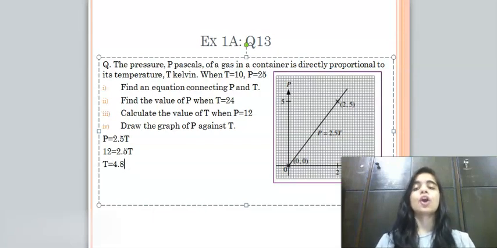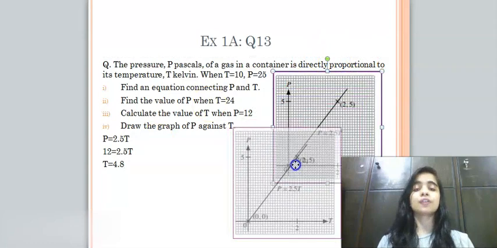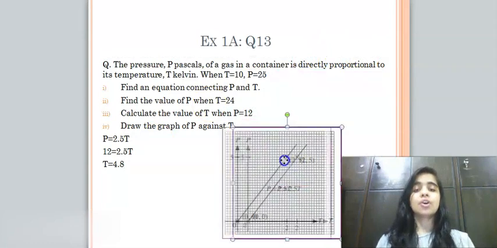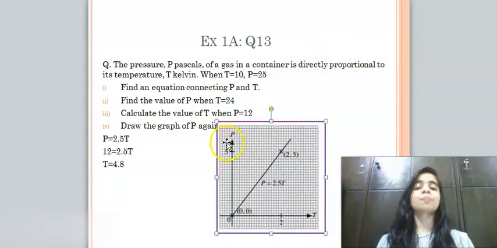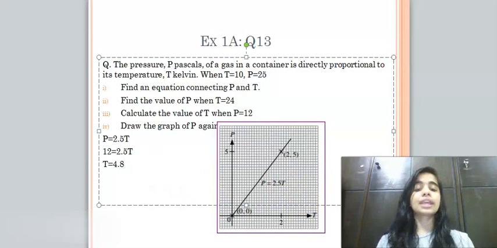Kelvin. Okay. Now the last part says, draw the graph of P against T. Now let me show you the graph. I have drawn the graph over here already. Okay. So this is the graph of P against T. Now one value we took was 0, 0. So when we kept T as 0, we got P also as 0.